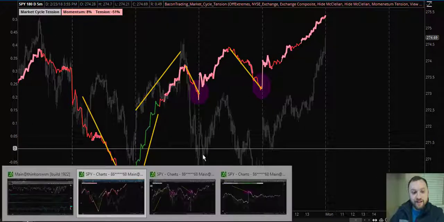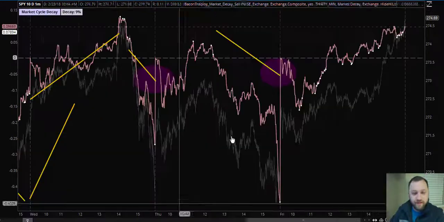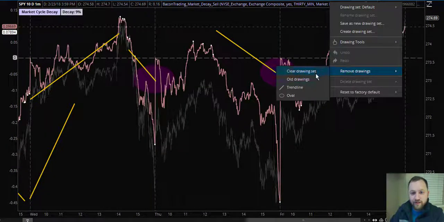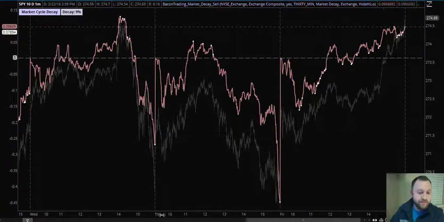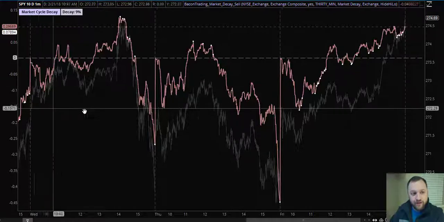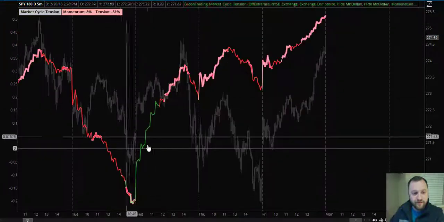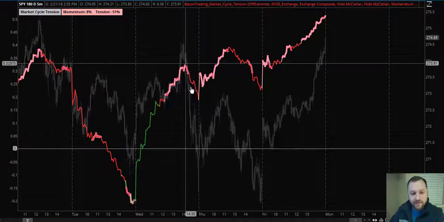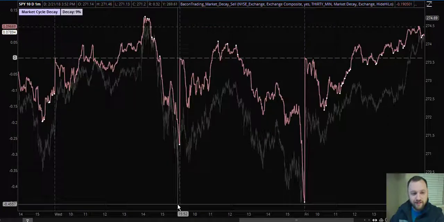Okay, so the next indicator after I've framed this is going to be, let me delete all these drawings. I don't want everything synced on everything else. It's the market cycle decay. So if you remember, right through here, we're rising, release, build, release. Okay, so let's look at this next indicator.